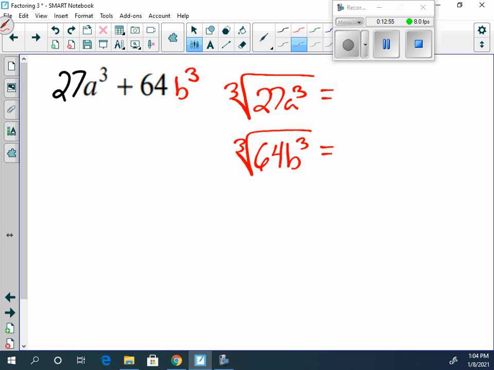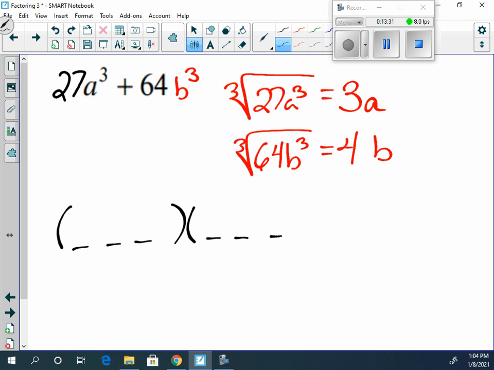Well, the cubed root of 27 would be 3, and the cubed root of a to the third is a. Cubed root of b to the third is b. It's nice when we have the exponents match the root, not the radical. The radical is just a symbol. Cubed root of 64 we've already seen is 4. So our first term, the term that's going in all the a spots, would be 3a. In our general form, the spot that would take the second place, or b, is 4b.